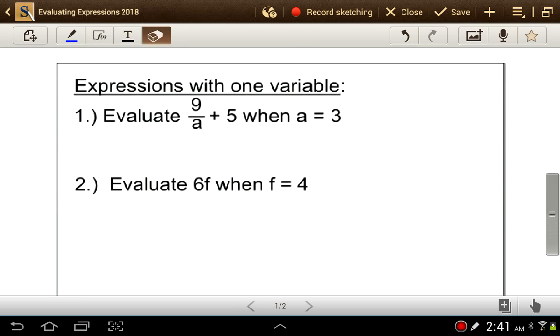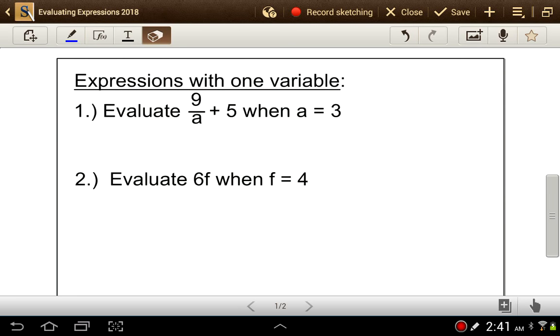In our first example, we're going to start with one variable. So the first thing I want you guys to practice is that actual step of substitution. So we're going to substitute in the number that we have for the variable. So in this case, we're going to evaluate 9 divided by a plus 5 when a equals 3. So I'm going to rewrite this problem as 9 divided by 3, substituting the 3 in for the a, plus 5.